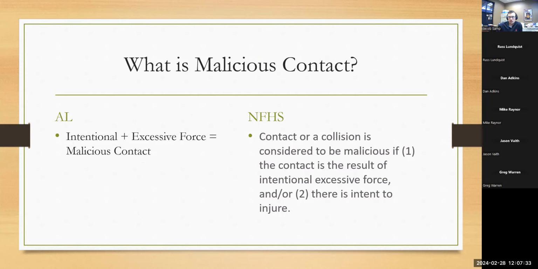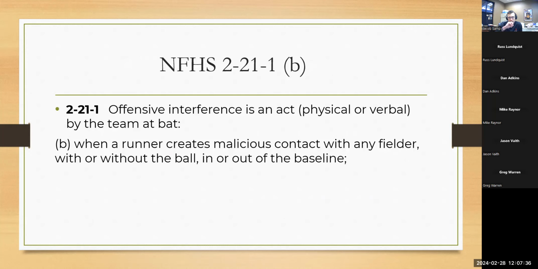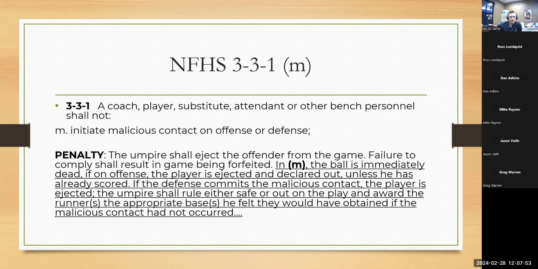So we'll jump into the NFHS rulebook first here. Under 2-21-1B, it is offensive interference when the runner creates malicious contact, regardless of whether they have the ball and regardless of whether or not they're in the baseline. Additionally, under 3-3-1, it says you cannot initiate malicious contact on offense or defense. A defensive player cannot initiate malicious contact on defense.